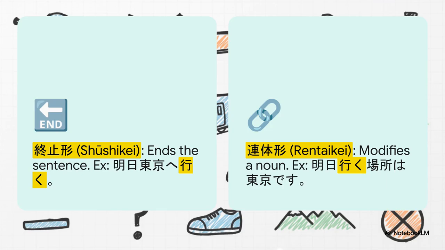On the left, we have the Shuushi-kei, the terminal form. Think terminal like the end of the line. It just ends the sentence. 明日東京へ行く. Tomorrow, I will go to Tokyo. Full stop. Simple, right? But now, look to the right. That's the Rentai-kei, the attributive form. Its job is to modify a noun that comes right after it. 明日行く場所は東京です. The place I will go tomorrow is Tokyo. See that? Here, iku isn't ending the sentence, it's describing the noun right after it. 場所. Same word, totally different roles.